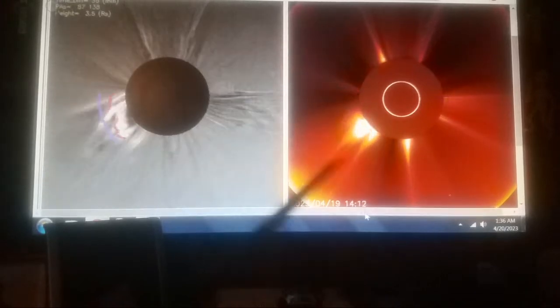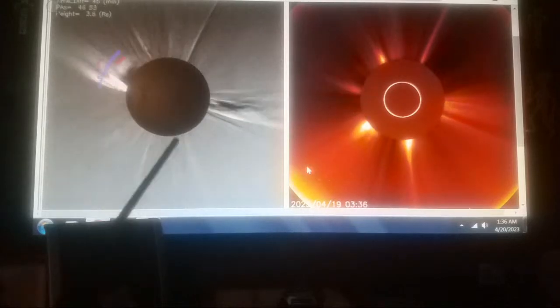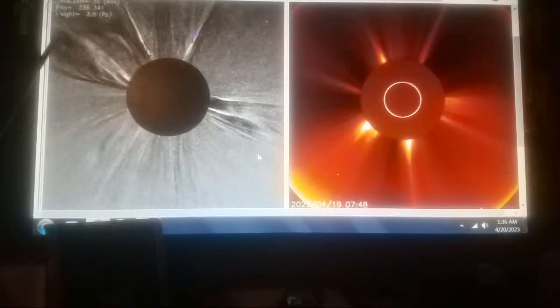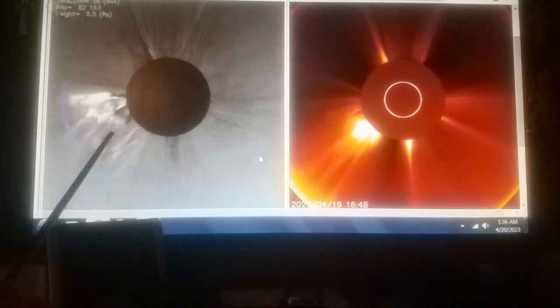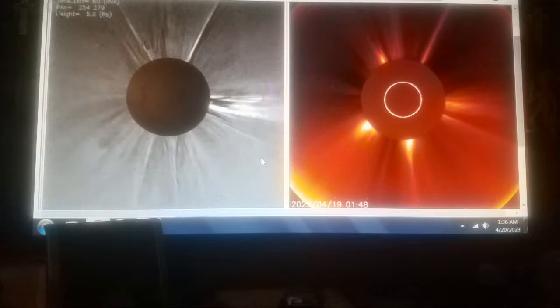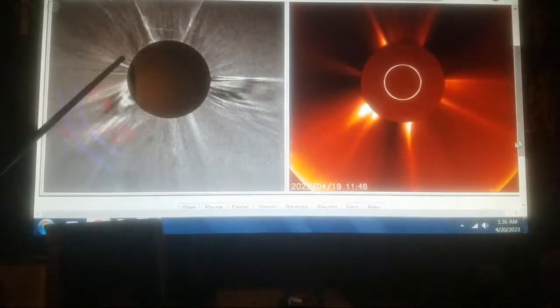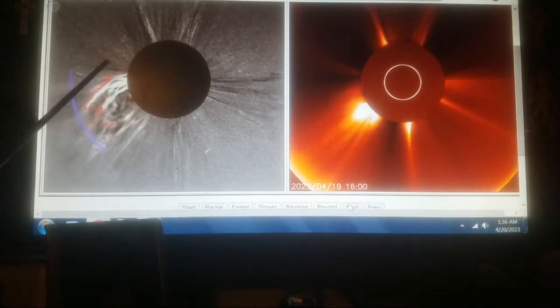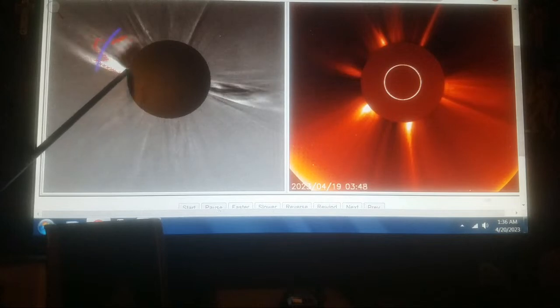Alright, so here we are, 4/19/2023. Here's our loop playing. You can see we've had a CME right up here. This is the second one, or maybe not. Here's another one right here. There's an object in this one. And we'll go through this frame by frame here. So let's stop on the first frame. Oh, we're way past it.